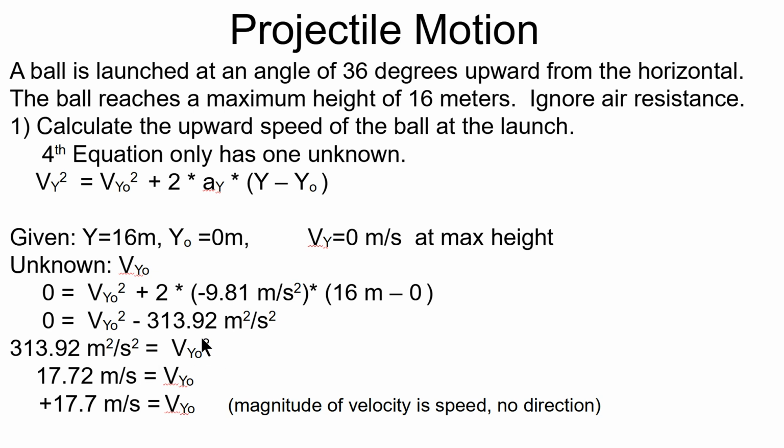And adding 313.92 meters squared per second squared to both sides, you get this equation. Take a square root of both sides. I take the square root, the numeric value is 17.72. The units switch from meters squared per second squared into meters per second, as they should. And I'm going to round off here. Typically, I keep 3 digits in my answer, 3 significant figures.